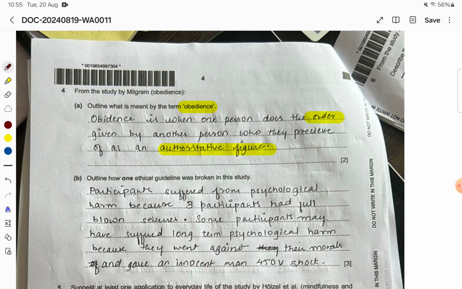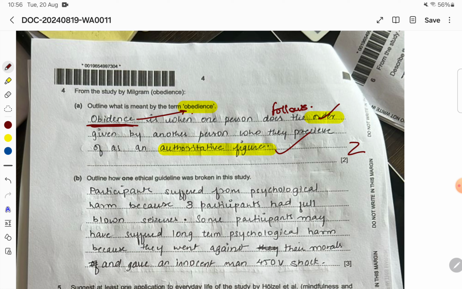Let's see what the student writes. One thing is, I know spellings are not important, still, when the spelling is there in the question, why make a mistake? Obedience is when one person does the order given by another person. Follows would have been better, but it's okay, I don't want to nitpick. By another person who they perceive of as an authority figure. Here the student will score 2 marks.